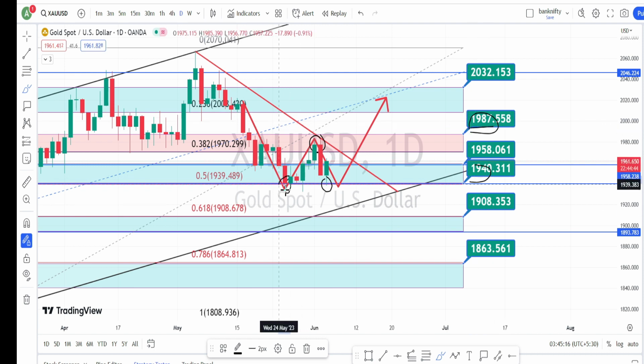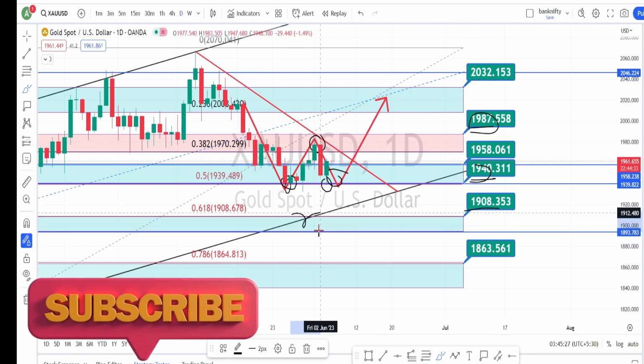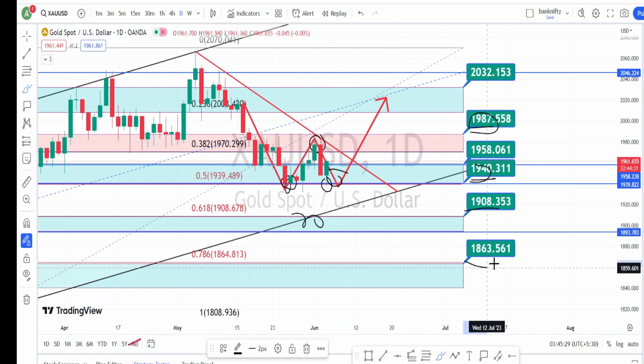And if this support level of 1940 is breached, we can expect it to take support on the previous support level of 1980. And once this support level is breached, the next level of support is going to be around 1863, which is the 78% of the Fibonacci's retracement level.